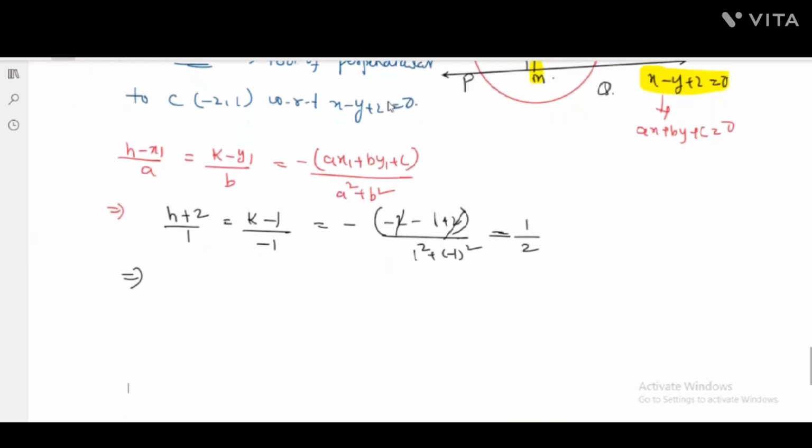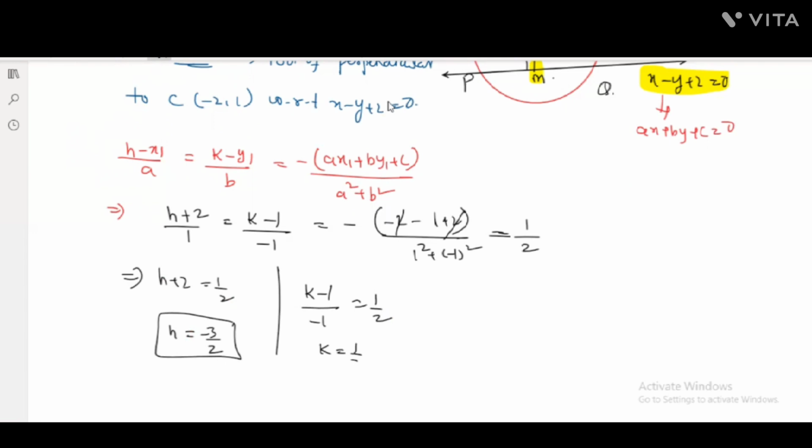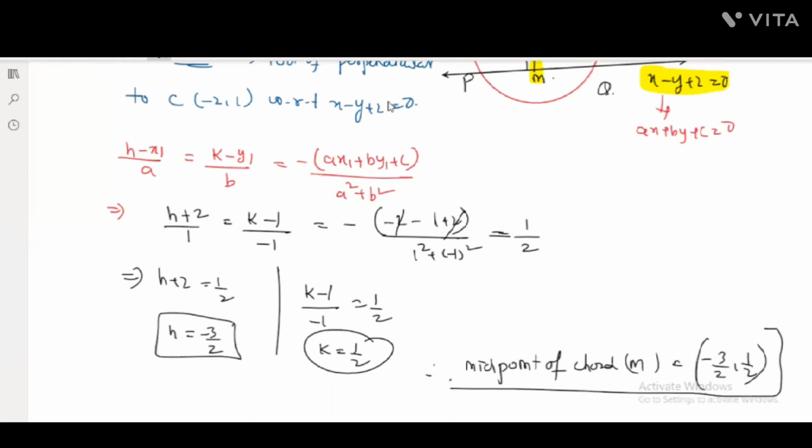So let's equate: h plus 2 is equal to 1 by 2. From here h is equal to minus 3 by 2 we will get. And when you equate (k minus 1) by minus 1 is equal to 1 by 2, you will get k is equal to 1 by 2. So therefore, the midpoint of the chord M is equal to minus 3 by 2 comma 1 by 2. So this is the way we can find the midpoint of a chord.